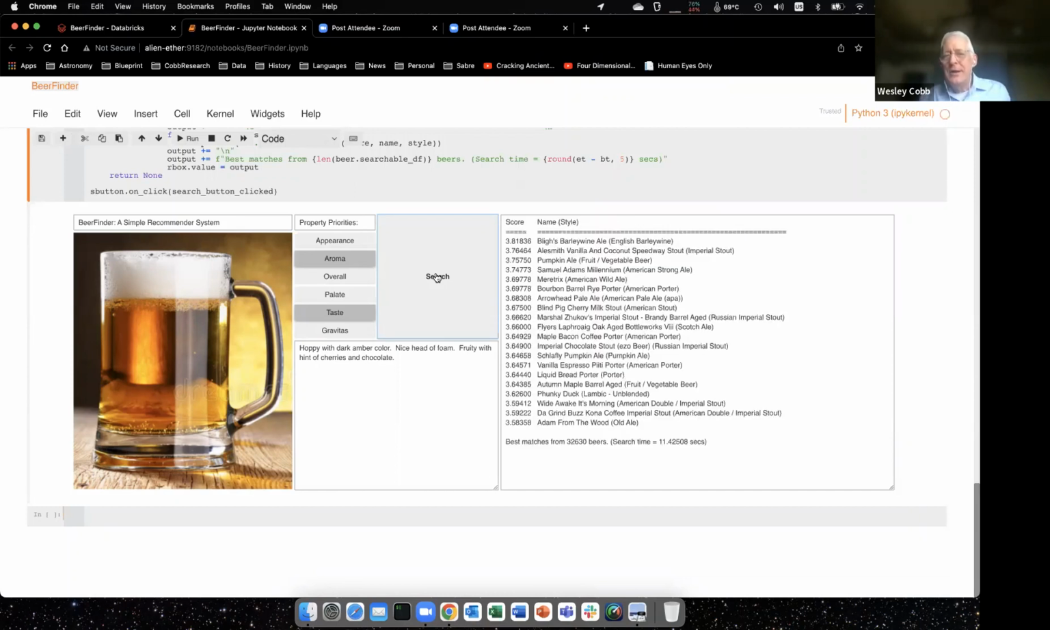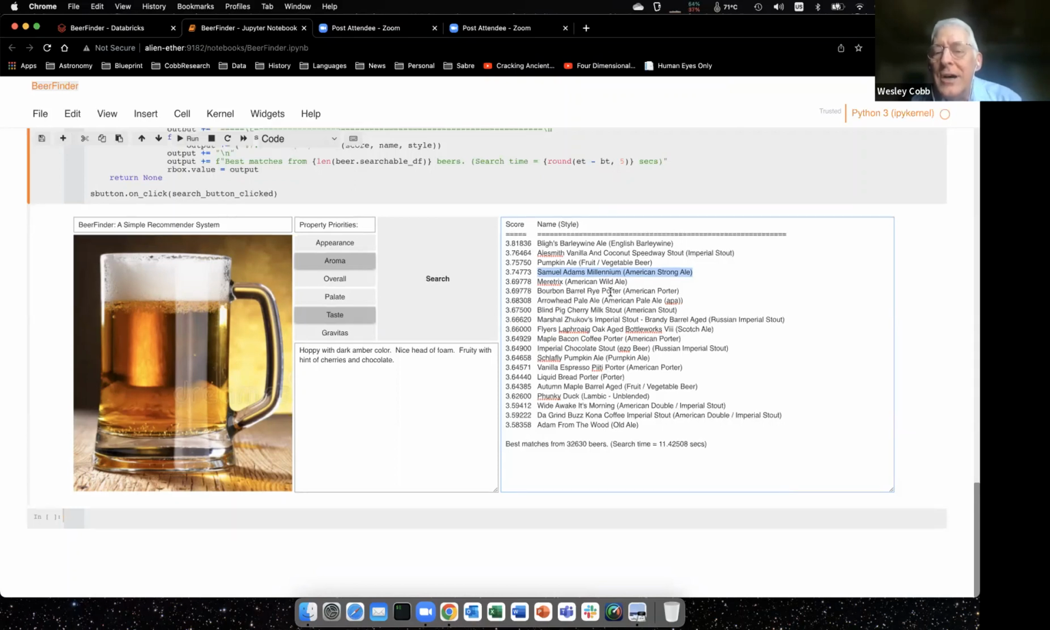But there we go. And so what it comes back with is a list of beers that it thinks are the best matches to what we have. And if you look through here, you'll see there are things you've probably heard of, Sam Adams Millennium. There are some beers in here that you may have heard of if you're from one part of the country or another and may not have ever heard of otherwise. I've never heard of AleSmith Vanilla and Coconut Speedway Stout, for example, but someone might have heard of it. The point is you can tell this thing basically to go and do that.